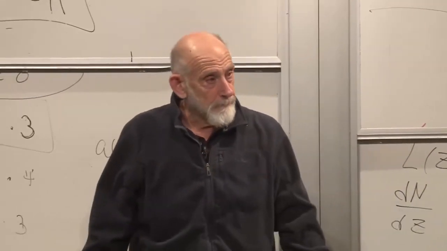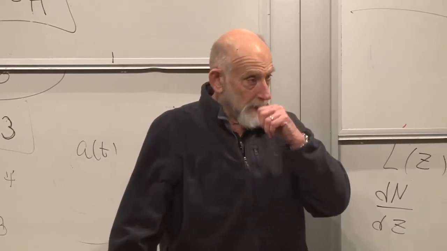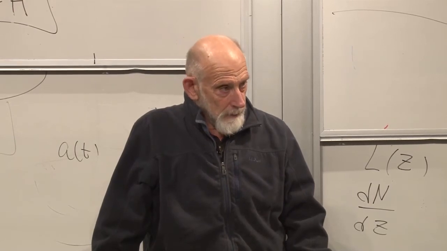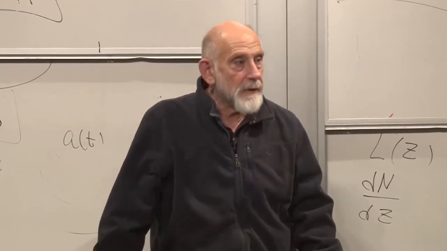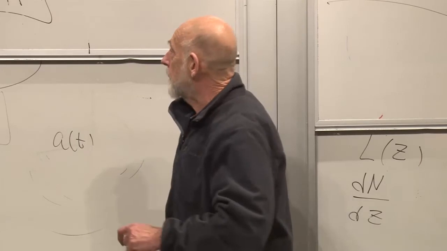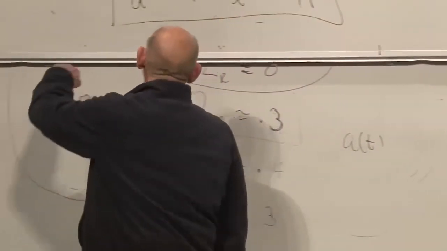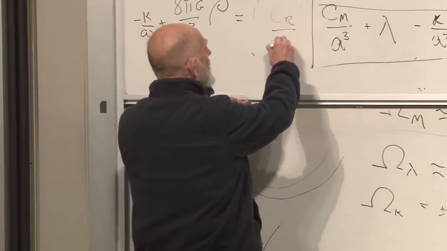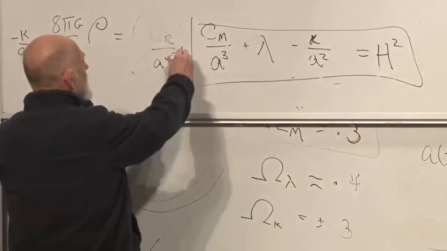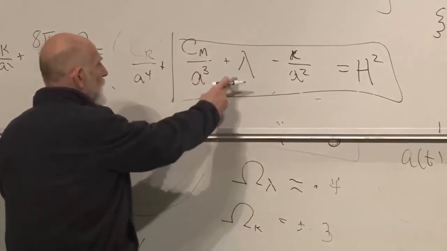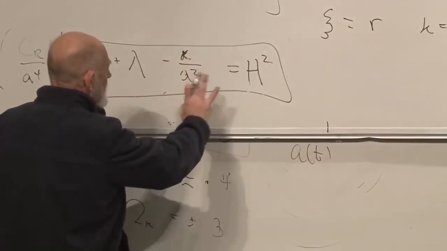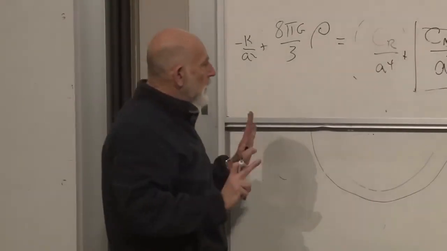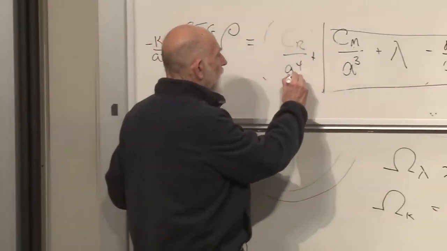These omegas are the way it is today, but in the past it would be different. So like in the early days. The omegas are defined to be the ratios. Okay, so you have these four numbers: C_R over a to the fourth, plus C_m over a cubed, plus lambda, minus k over a squared equals H squared. That's true at all times. Now we plug in today.